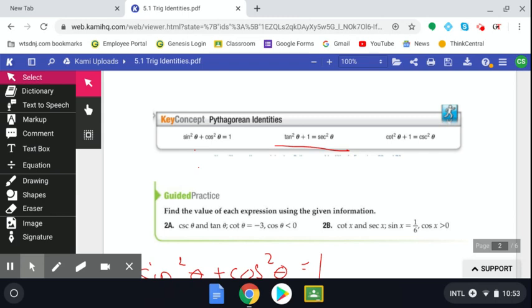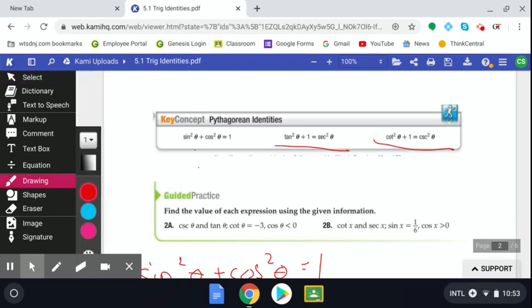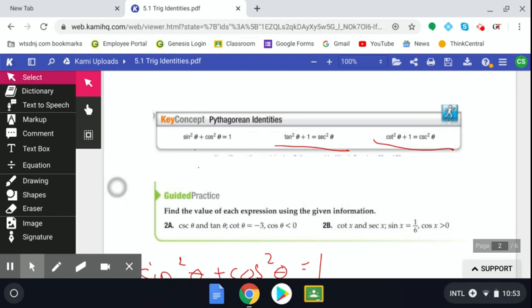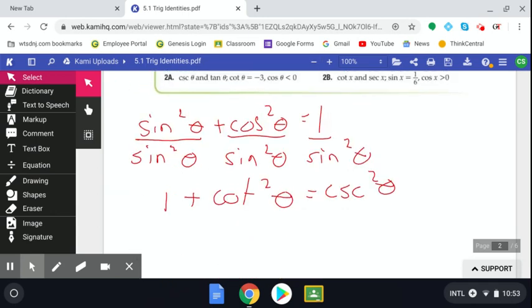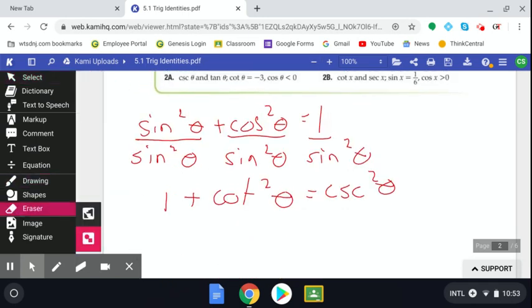Cotangent squared theta plus 1 equals cosecant squared theta. All right, so these are the three Pythagorean identities. Let me erase this, and now I'm going to show you how to do some of those problems.